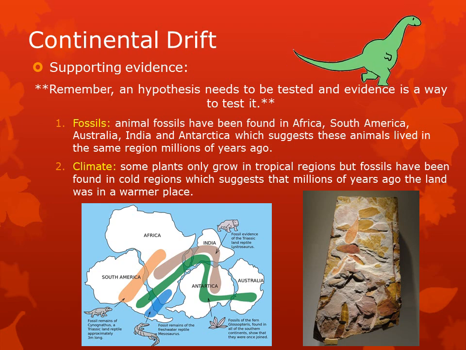Okay? So I like this picture down at the bottom where you see the plants, the animal fossils that have been found on multiple continents, indicating that either the plants lived in tropical regions or that animals lived in the same region millions and millions of years ago. Okay?